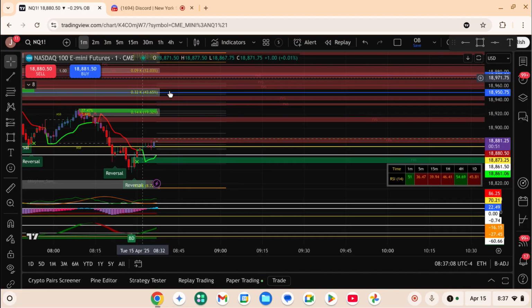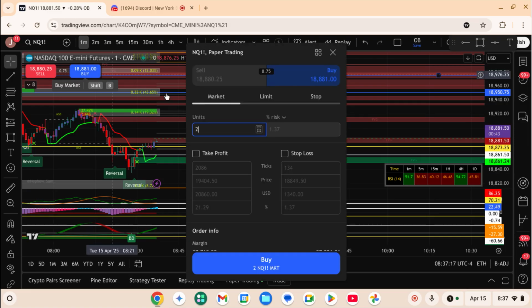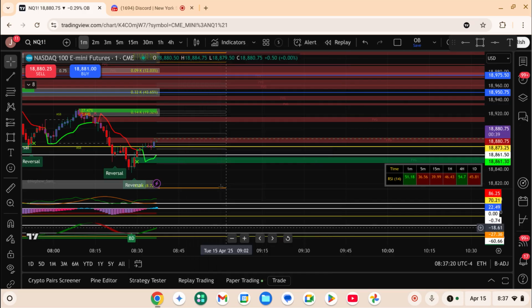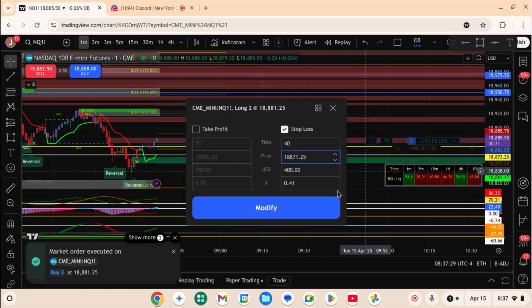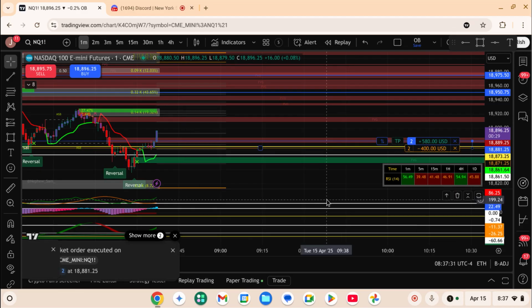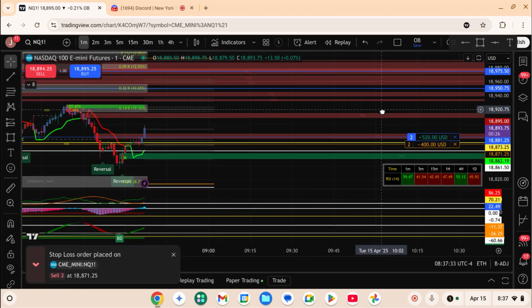We could take longs from here. We'll put our stop underneath this yellow line. So let's go ahead and do 2. We'll put our stops under right there. Look at that, we're already in profit, almost $600.